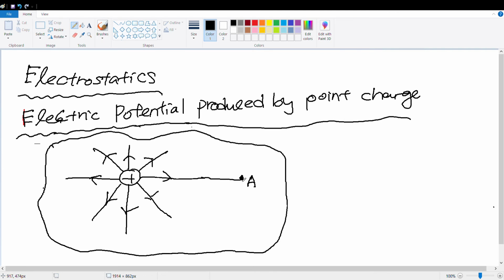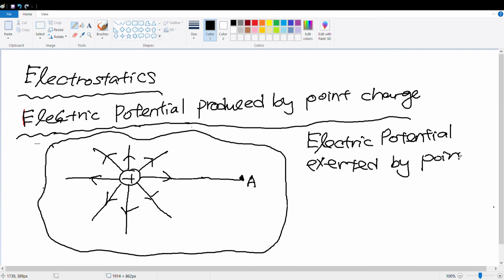So what we need to do is find out the electric potential exerted at this point by this positive charge. So the electric potential produced by point A.